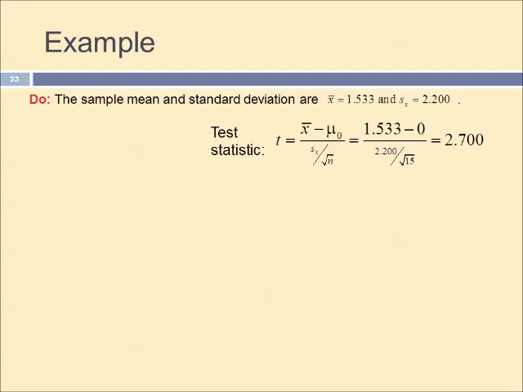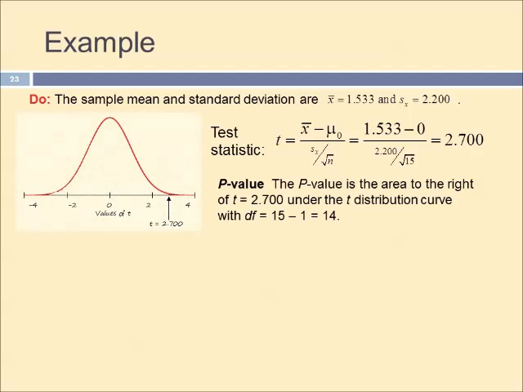So for the test statistic, keep in mind the x bar is the difference between after minus before, and we have a mean of 1.533, standard deviation of 2.2. So we plug those values into the formula, and we get a t statistic of 2.7. The p-value is the area to the right of 2.7 under the t-distribution curve. Remember, the alternative hypothesis was that it's greater.